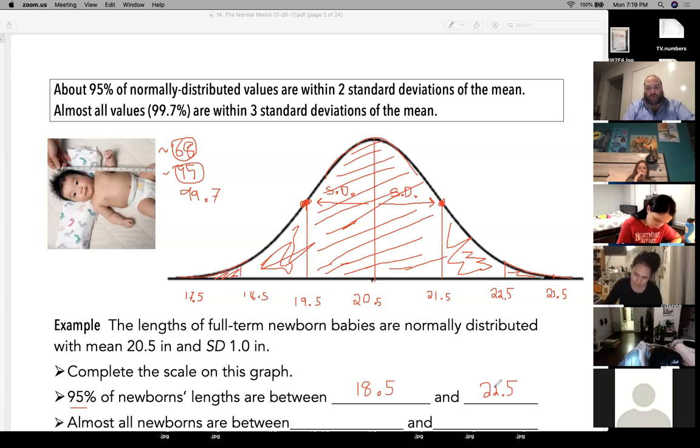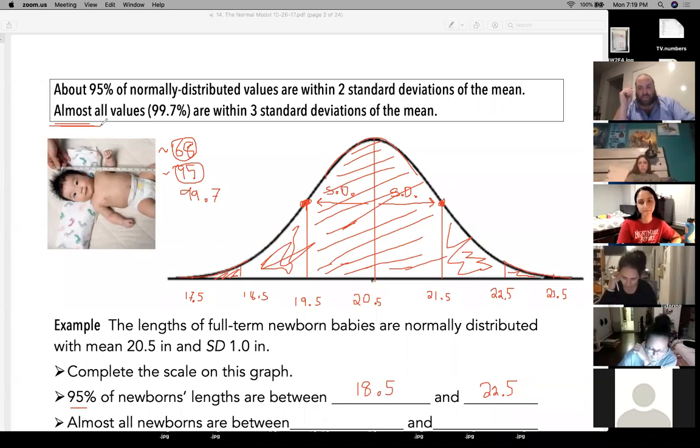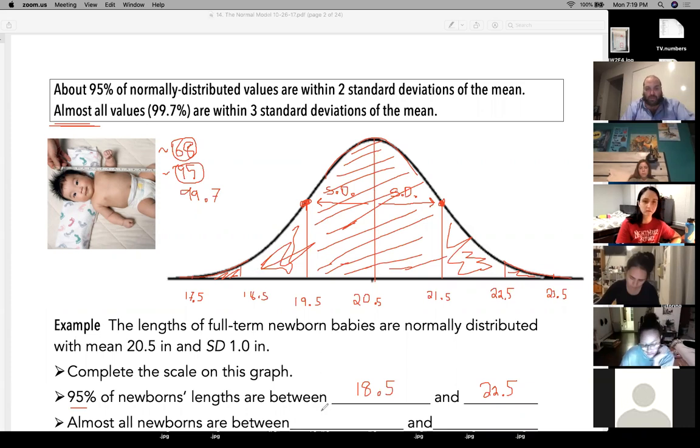And almost all, and the words almost all, essentially mean, in this course at least, 3 deviations. So almost all newborn babies are between what 2 lengths? 17.5 and 23.5, which means if your baby is full term and is not between 17.5 and 23.5, they are quite exceptional. Exceptionally tall or exceptionally short. Okay, because almost all are within 3 standard deviations.